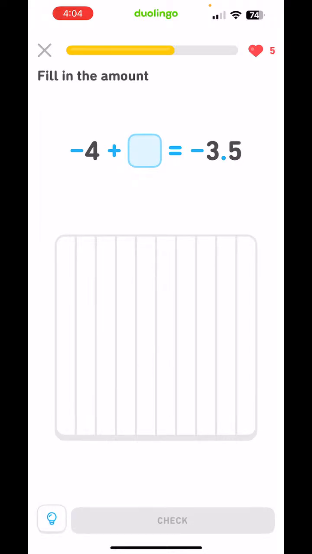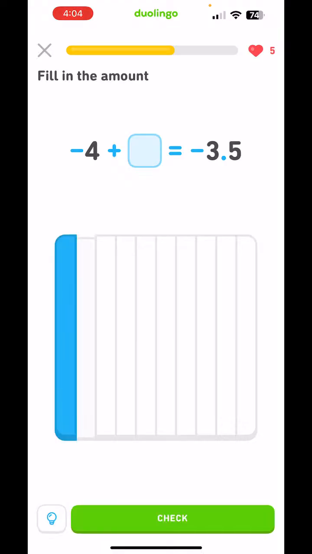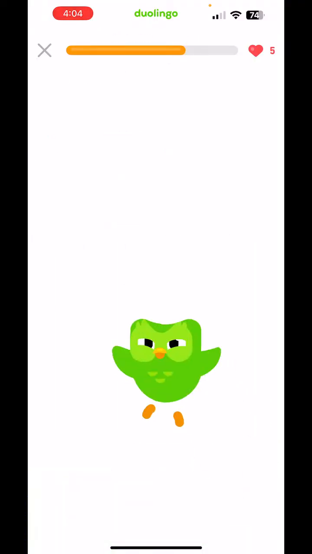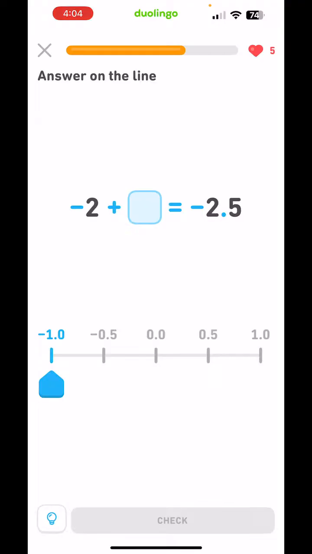Okay, so negative 4 plus x equals negative 3.5. So this would be positive 0.5. 1, 2, 3, 4, 5. Okay. Oh, we got 10 in a row. Okay, that's good. So now we have negative 2 plus x equals negative 2.5. So I'm thinking it would be negative 2 minus 0.5, right? So it would be negative 0.5. Okay.